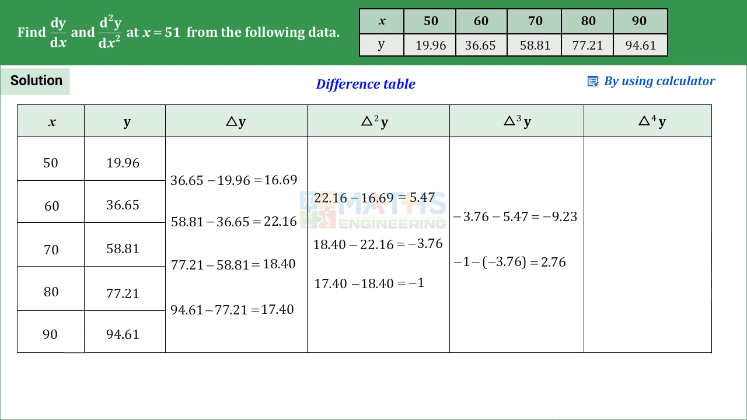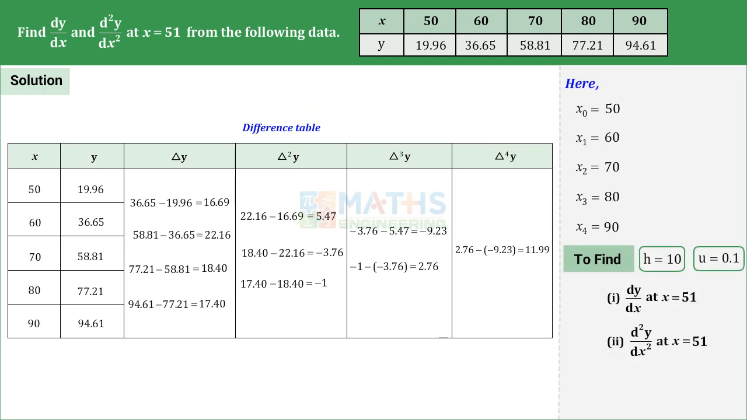Now we are finding the fourth difference. For that we are using third difference values. Second value minus first value. We take all x values and all the first values from each column. y0 is equal to 19.96, del y0 16.69, del square y0 5.47, del cube y0 minus 9.23, del power 4 y0 11.99.